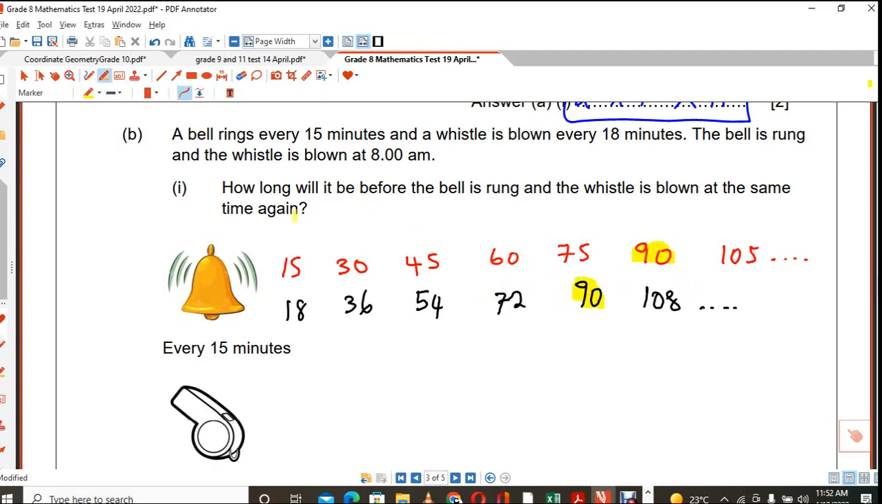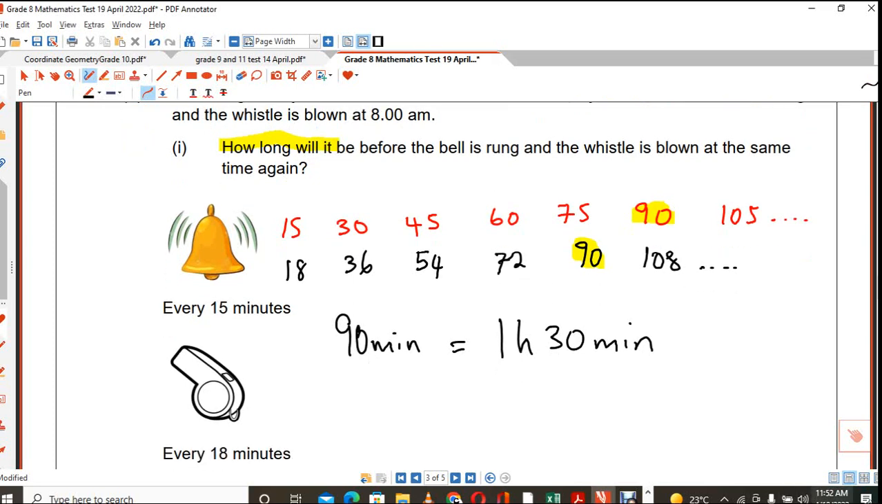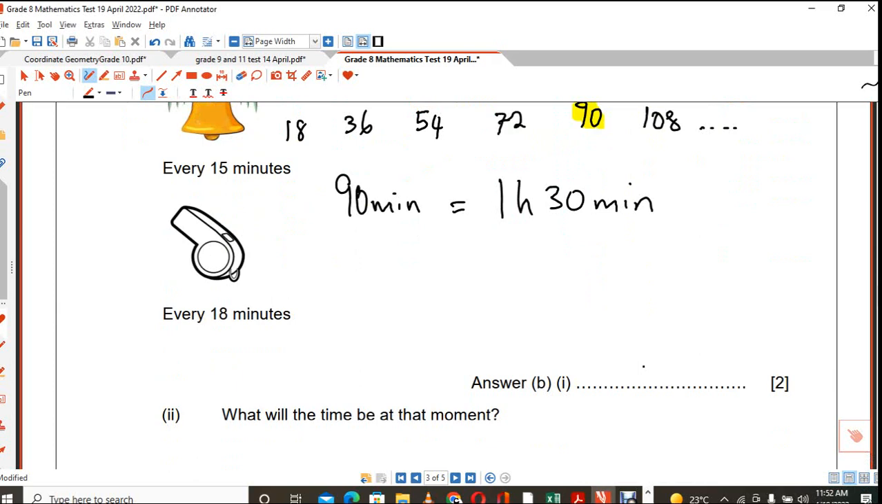So it's 90 minutes, right? After 90 minutes, how long will it be? Now 90 minutes, if you wrote this, is 1 hour and 30 minutes. You know this, right? An hour has got 60 minutes. You take away 60 from 90, you get 30. So anyone who wrote 90 minutes or any one of those, I would be giving you the mark because the question is asking how long. But what will the time be?